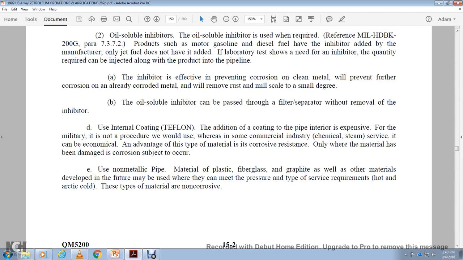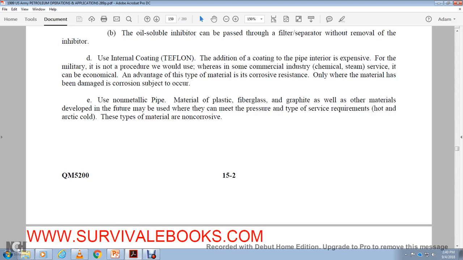Use internal coatings such as epoxy or Teflon. The addition of the coating to the pipe interior is expensive for the military, though the procedure is used in some of the commercial industry for chemical steam. The surface will be an economic advantage with the type of material that is corrosion resistant, where only the material that has been damaged is subject to corrosion. Use a non-metallic pipe with materials such as plastic, fibers, and graphite, as well as other materials developed in the future. They may cover the pressure and type of surface requirements, hot and cold. The types of these materials are non-corrosive.